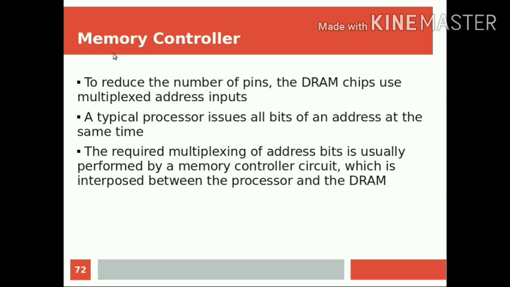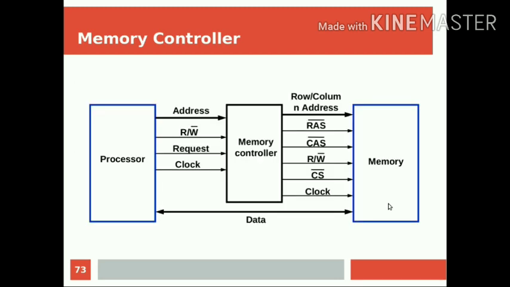Okay, next we have to discuss the memory controller, another unit associated with the memory. To reduce the number of pins, the DRAM chips use multiplexed address inputs. A typical processor issues all bits of an address at the same time. The required multiplexing of address bits is usually performed by a memory controller circuit, which is interposed between the processor and the DRAM. So this is one typical memory controller.